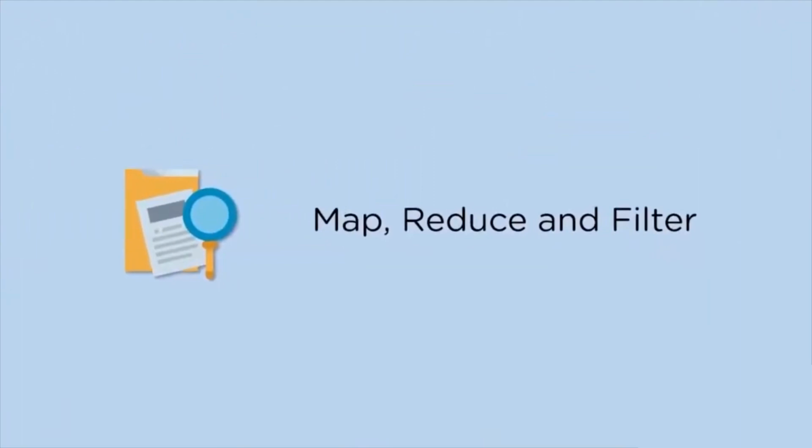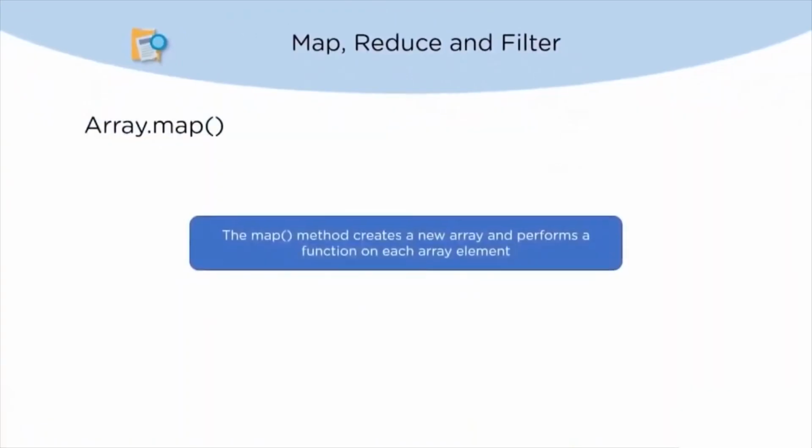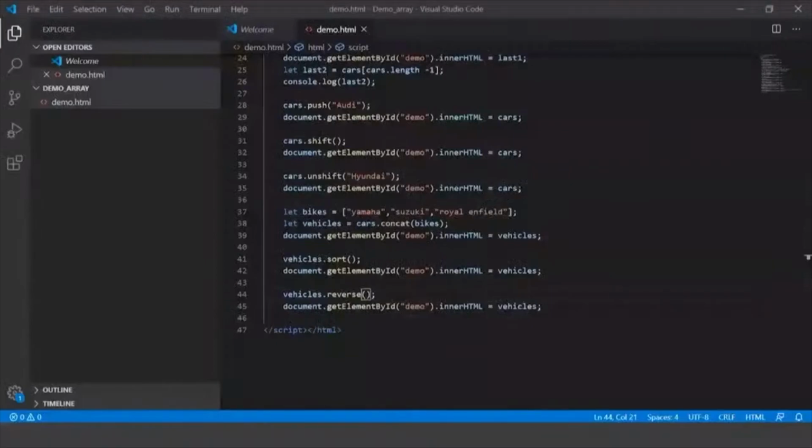Next up, we have map, reduce, and filter. First up, we have array.map. The map method is used for creating a new array from an existing one by applying a function to each and every one of the elements in the first array. And it does not change the original array. So to make you understand this better, let's go back to our Visual Studio Code.